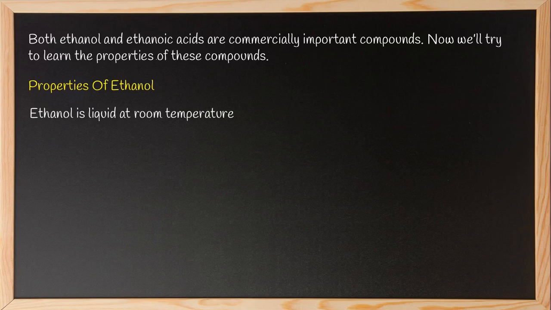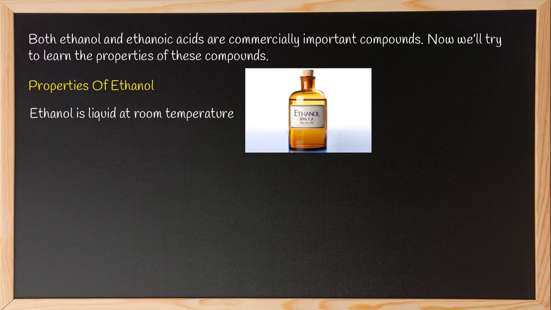Ethanol is a liquid at room temperature. First of all, let me clear this up for you. Ethanol is nothing but alcohol. We all know what alcohol is. So alcohol is usually present as a liquid at room temperature. You can see this is ethanol, which is present as a liquid in this container, which is covered with a cork. So this is liquid.